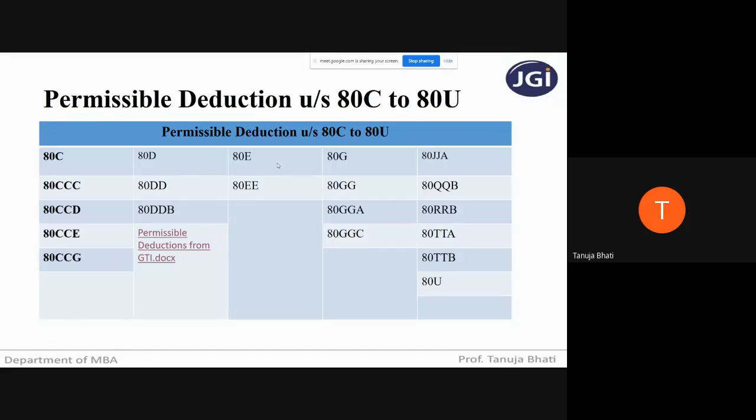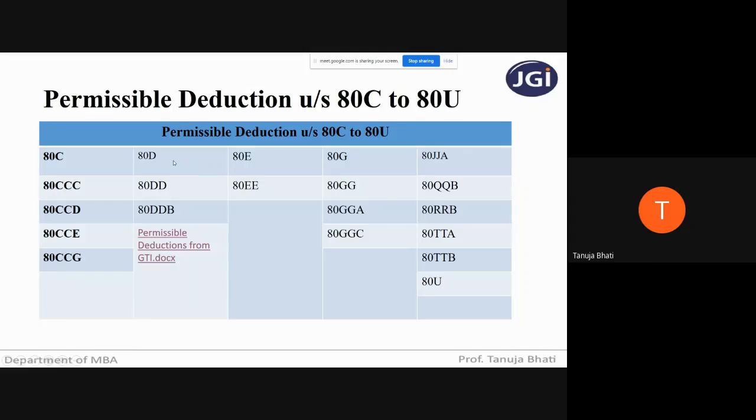80E deduction is given to an individual for paying interest on loan taken for higher education. 80EE deduction is given for paying the interest on loan borrowed for the purpose of acquiring a residential house property. And 80G deduction is given to an individual for the donations that he's making to different funds. Again, for the limit of donation, there are 4 categories: 100% deduction without limit, 50% deduction without limit, 100% deduction with limit, 50% deduction with limit.